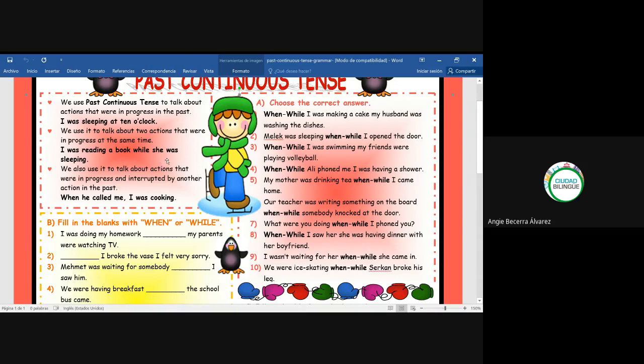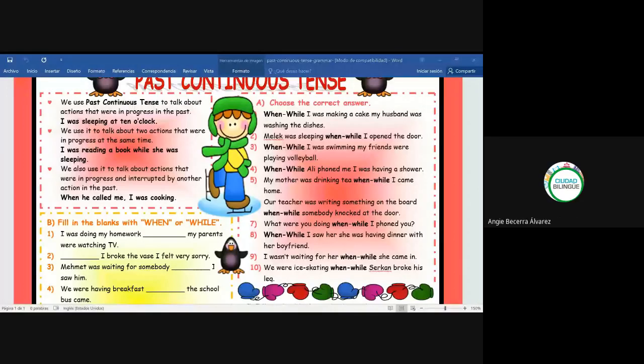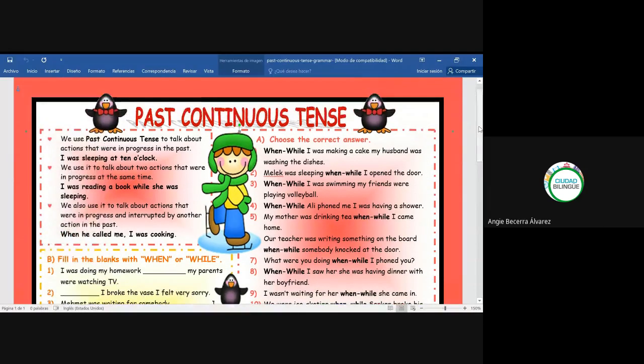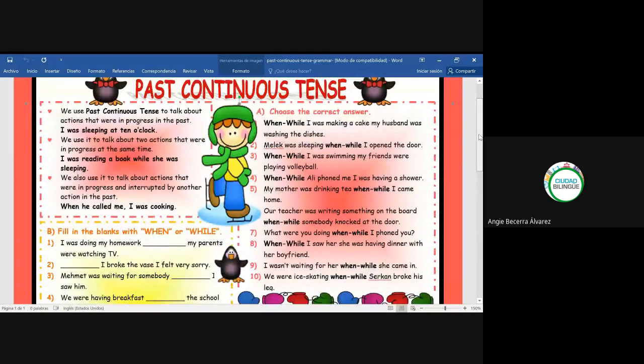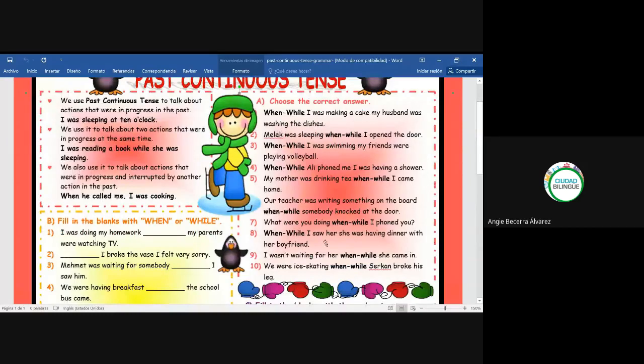Okay, do you have any doubt so far? ¿Tienen alguna duda hasta ahí? No, teacher. Okay, perfect. Perfect, so let's continue. So what we're going to do first? First, we're going to choose the correct answer here, okay?